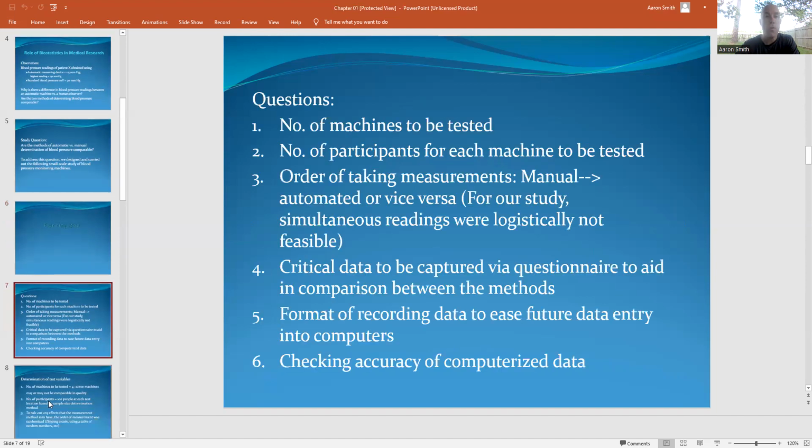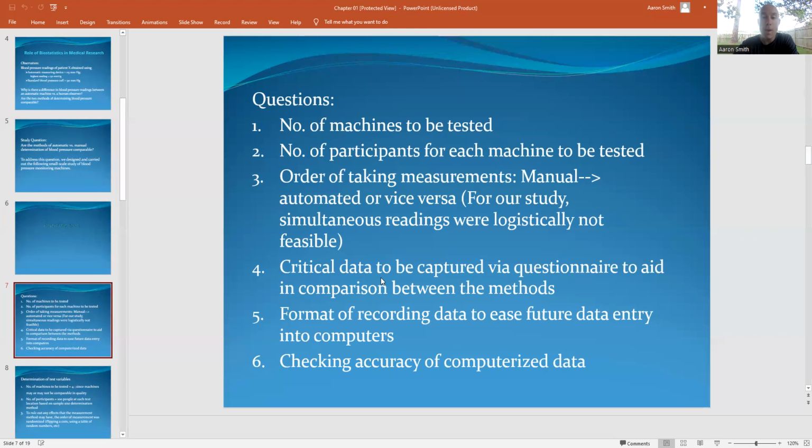So some questions that we're going to need to answer. What number of machines do we need to test? What number of participants for each machine needs to be tested? Now, does the order of taking the measurements matter? We could do manual and then automatic, or we could do automatic then manual. Does that make a difference? Would we get a different result if we did all manual then automatic, or if we did all automatic then all manual, or we switch it up somehow?